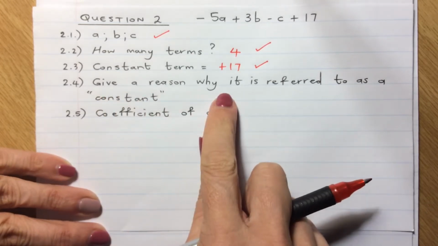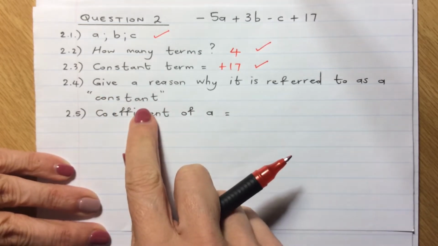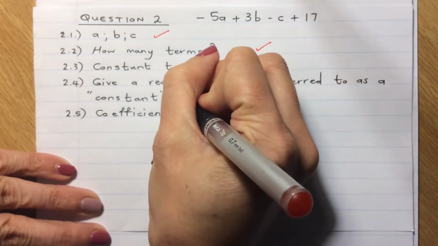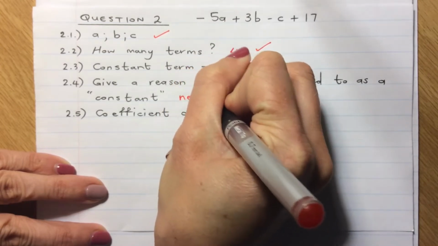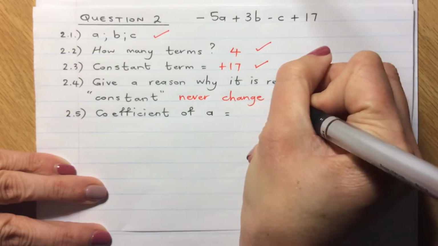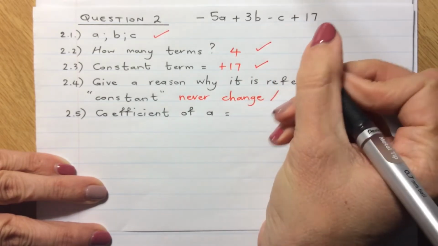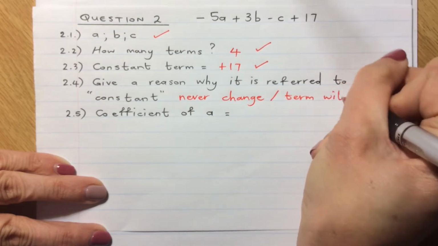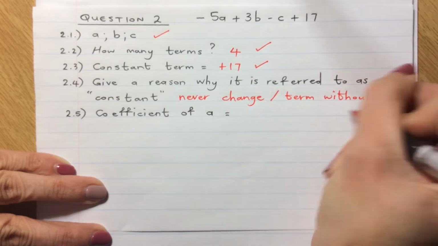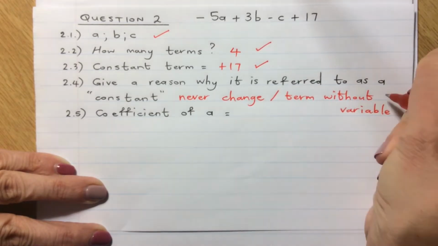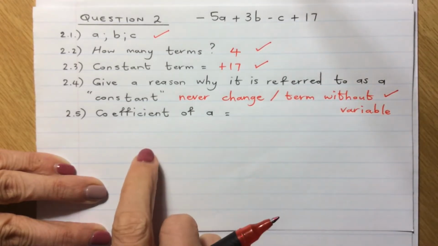2.4, give a reason why it's referred to as a constant. Okay, why is it referred to as a constant? Okay, one of 2 reasons. So we're going to say either its value will never change. I'm just writing this in shorthand because of my space. Or it is the term without a variable. Okay, so either one of those 2 would have got you your single mark.